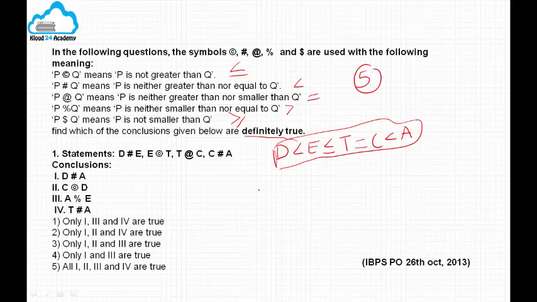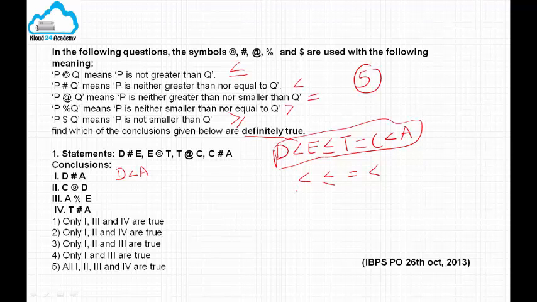Alright, so now they have asked D hash A. D hash A means D less than A. So is D less than A? So between D and A we are given less than or equal to and less than.